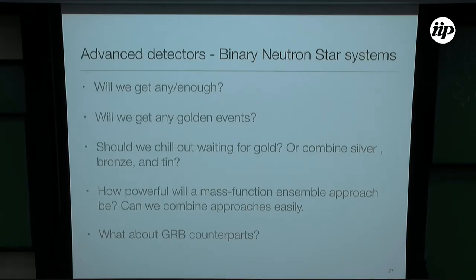Even at 10 per year, a lot of the papers that came out, you had 100, other people had 15 in association with gamma ray bursts. So this may not be as powerful as we want. Will we get any golden events? It looks like it's down at the 1% level of events that would be golden. And if you're only getting 10, none of them would be golden.